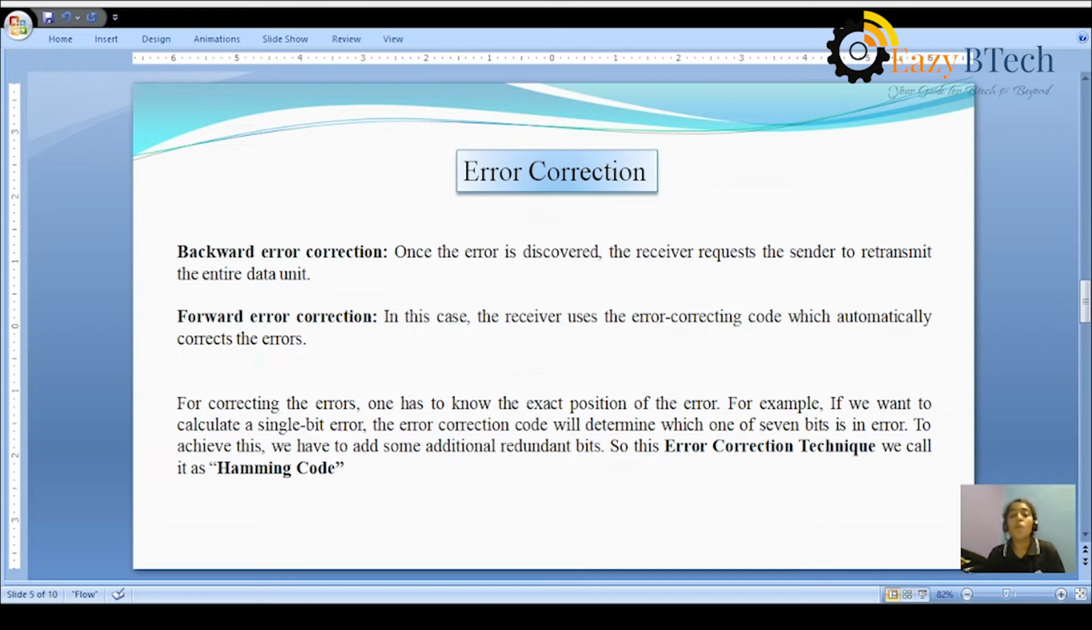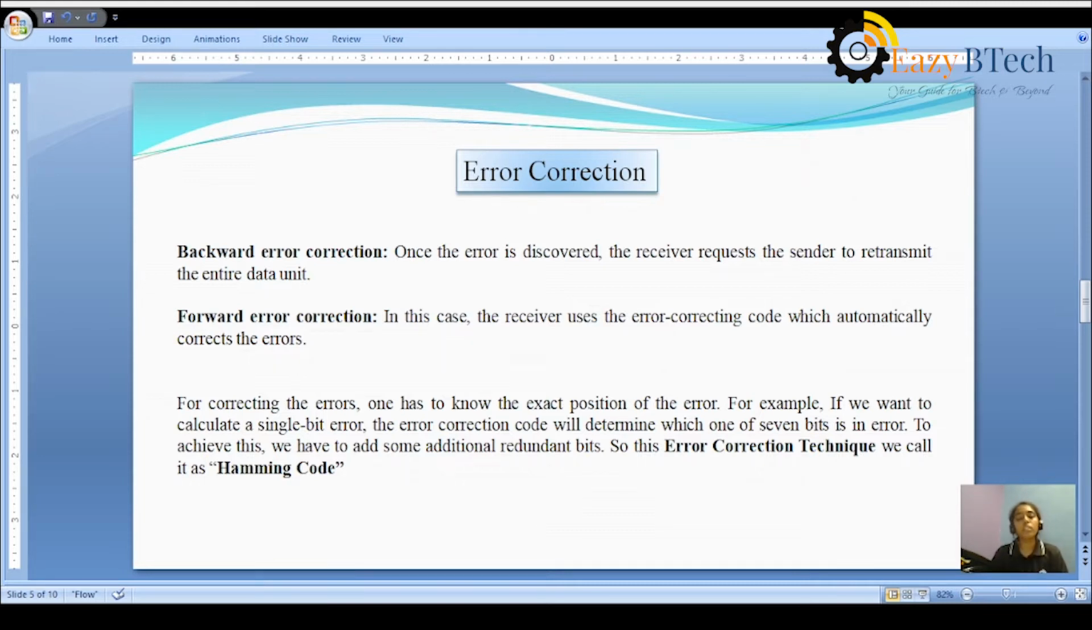Then only we can identify that particular position, and then only we can correct that error into the actual or original data. In this forward error correction technique, we can change only a single bit. So single bit errors are modified only by using this forward error correction technique.